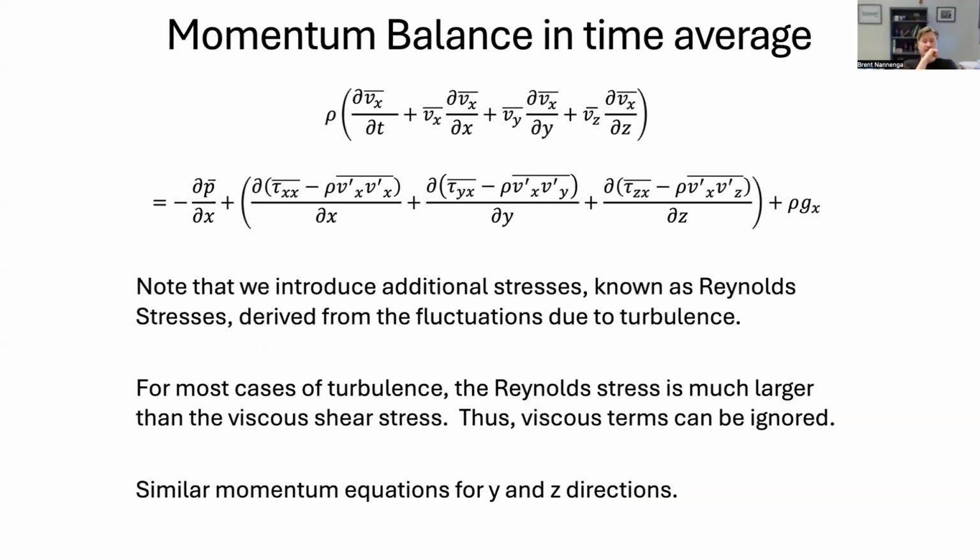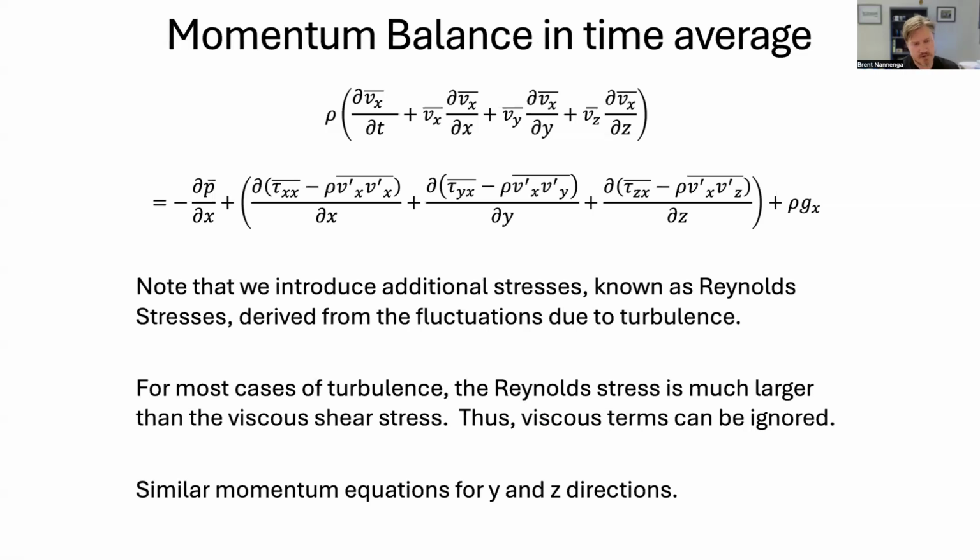So if we look at the momentum balance, we're going to add these time averages to the momentum balance. We've got our average velocities, our average pressure, and then our average shear stress, or average normal stresses, all over here. And we're going to add this term here, which is known as the Reynolds stresses, which are derived from the fluctuations due to turbulence.